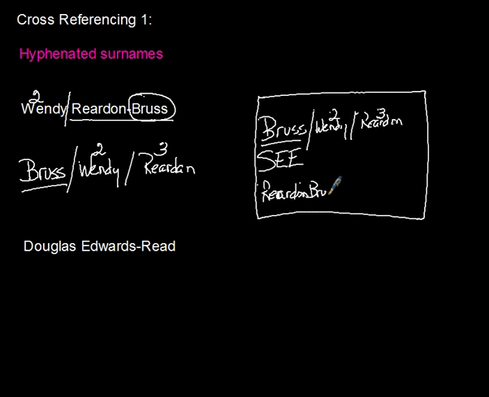And remember, in correct coding order, Reardon Bruss, we drop the hyphen and push those two words together. Reardon is our key unit. Wendy is Unit 2. That is the correctly coded cross-reference for Bruss, Wendy, Reardon. Let's look at another one. Here's Douglas Edwards Reed. Again, a hyphenated name.